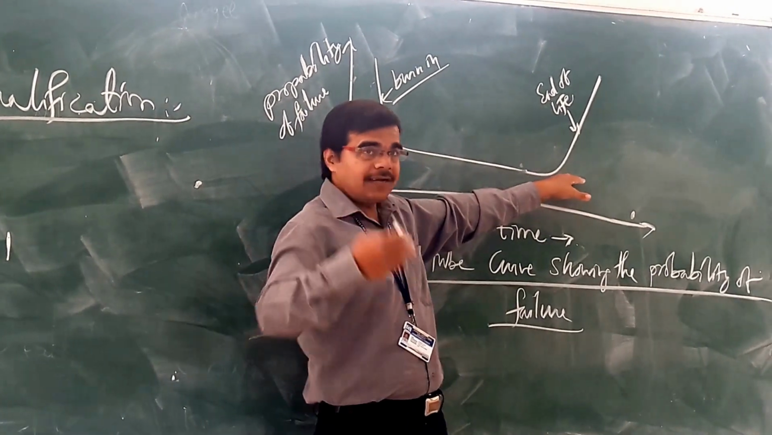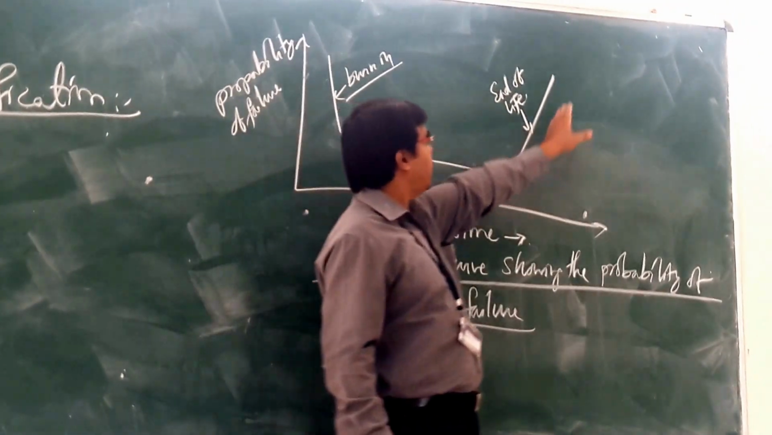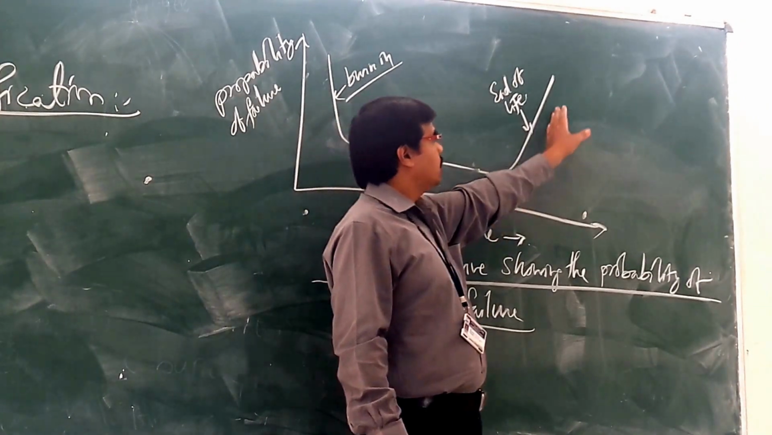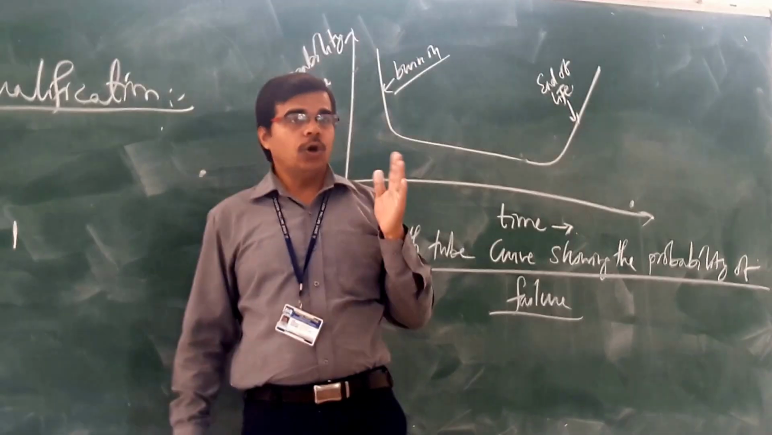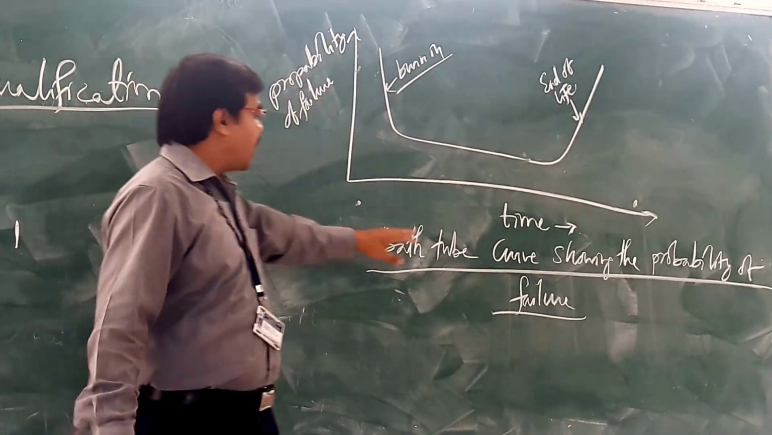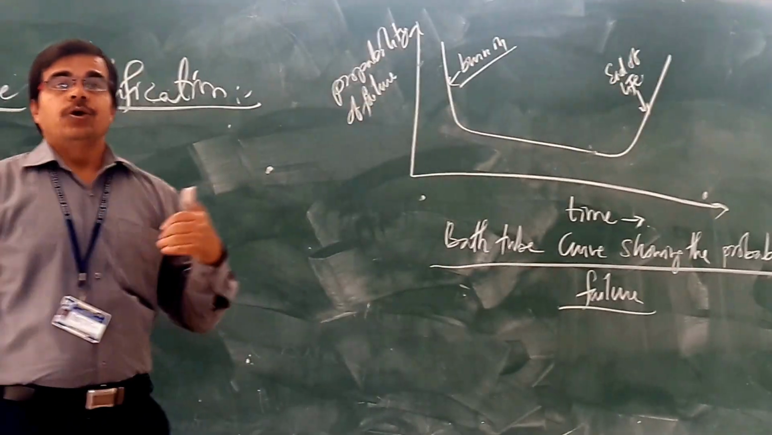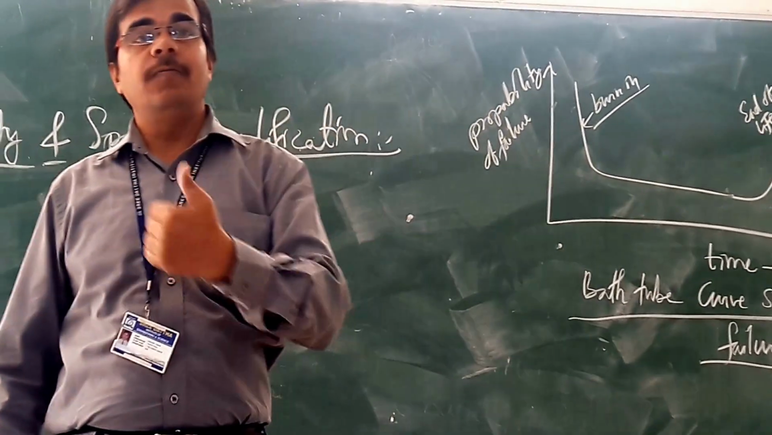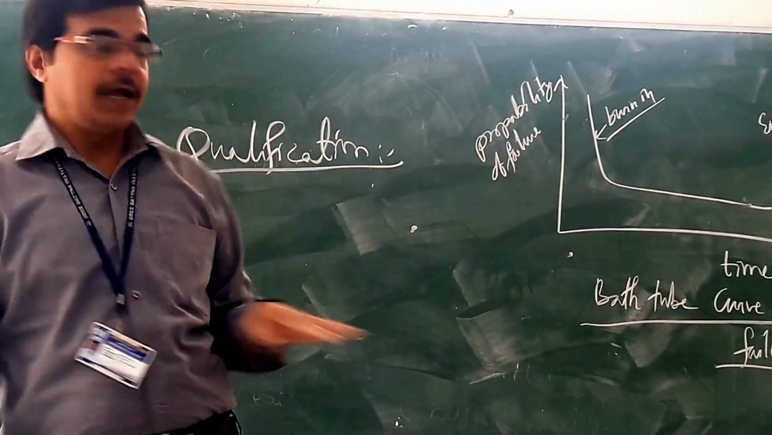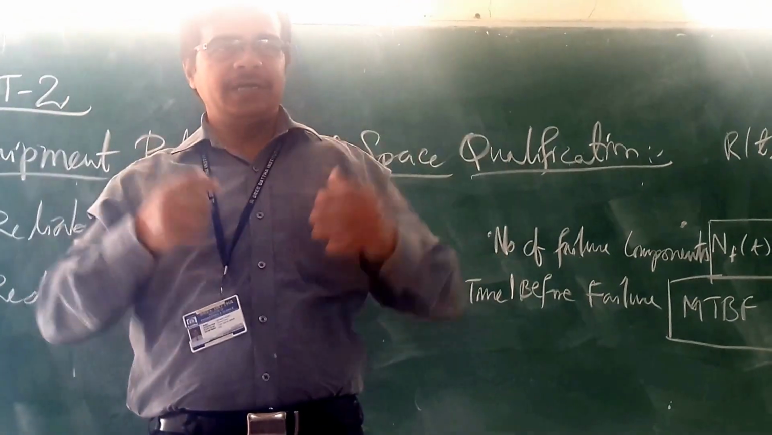And at the later stage you will see that this is the end of the life. Here also you will find an increased probability of failure. So if you look at this bathtub curve, in the beginning and in the end the probability of failure will be more.